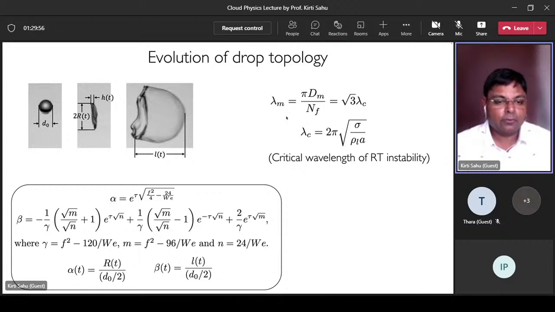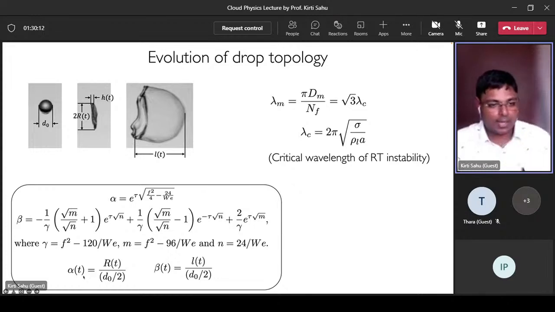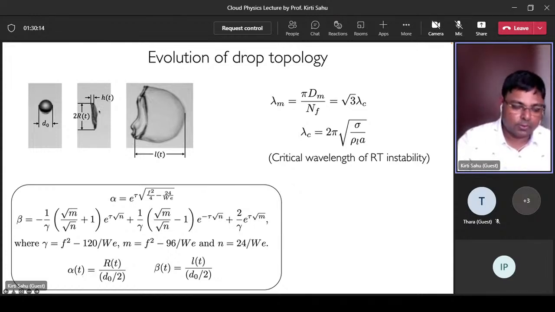So with a little bit of mathematics, one can get an expression for alpha, which is defined as R, how this radius increases with time. It is a non-dimensional radius of this disc shape, so R(t) divided by d naught by 2. Similarly, one can get an expression for beta. Beta is essentially the length of this bag, which will increase with time, normalized with the initial radius of the drops.